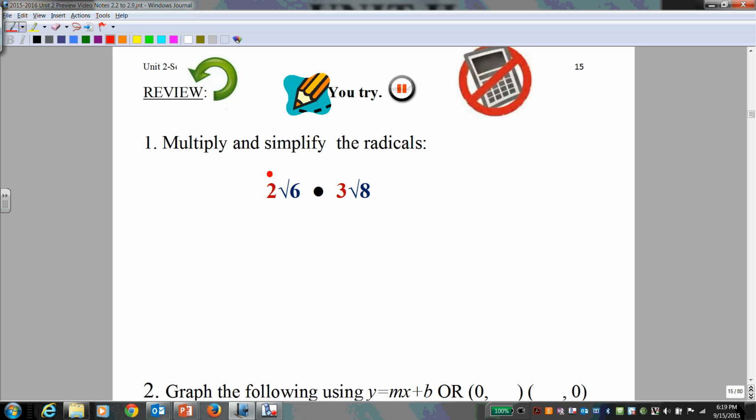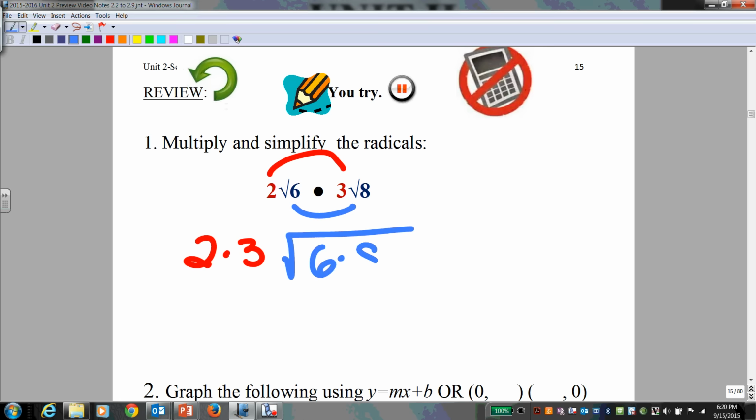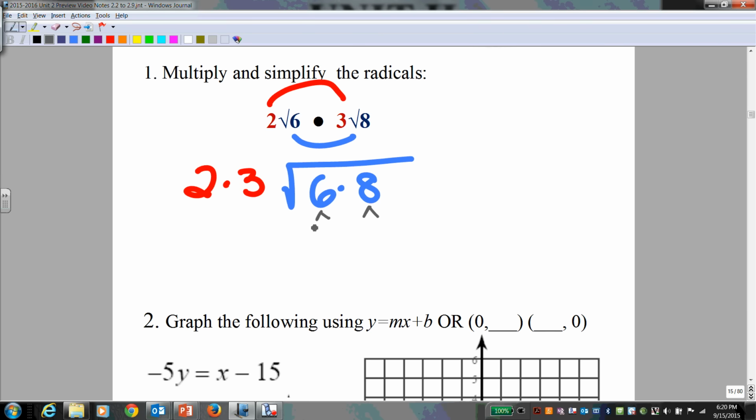So you start by multiplying the outies. It's going to be 2 times 3, and then you multiply the innies, 6 times 8. And simplify. The way I'm going to simplify is I'm going to break both of these down because they can be broken down. So I have a 2 and a 3, and then here I have a 2 and a 4, and another 2 and a 2.